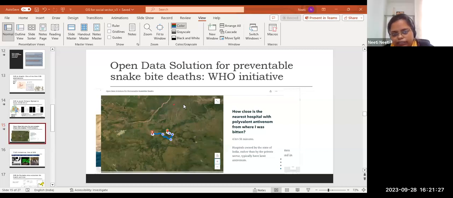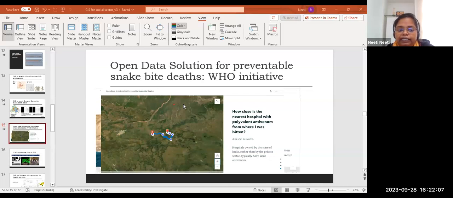So this is a World Health Organization initiative. The World Health Organization has been leveraging GIS for many different activities, and here is the case of snake bites. We know that almost millions of people every year get bitten by snakes, and either they die or some of them get disabled. In fact, almost 146 million people across the globe live within the range of one or two snakes which are venomous.